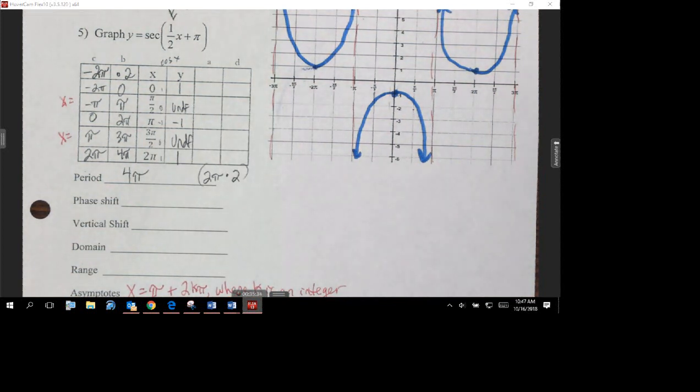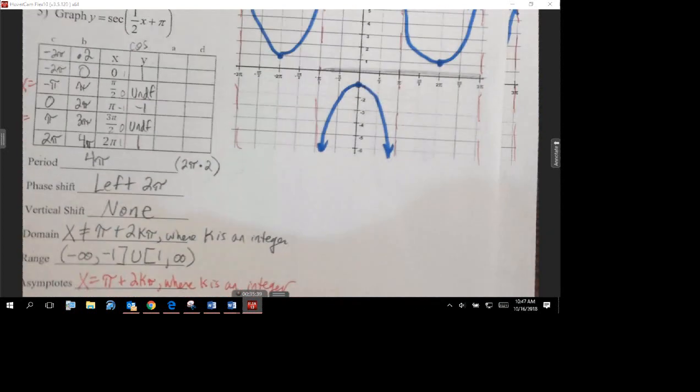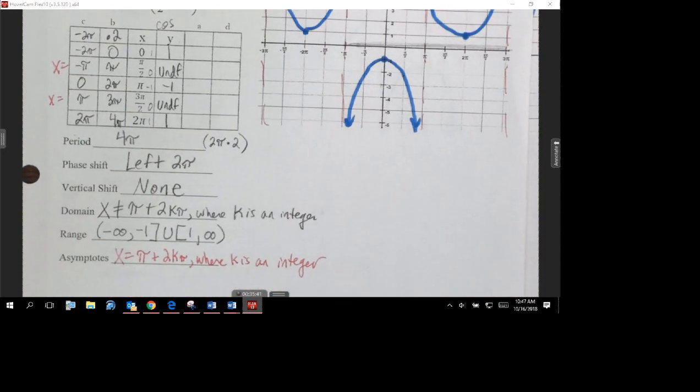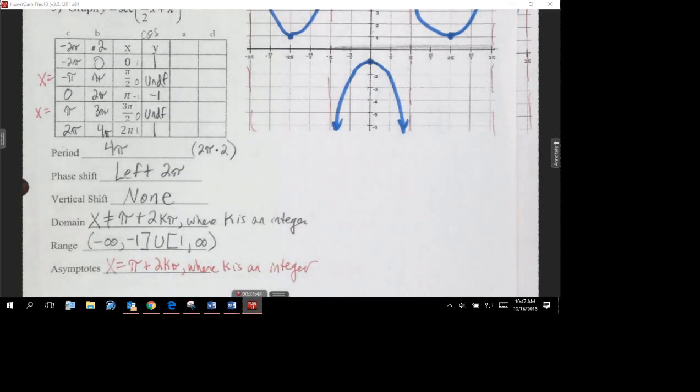I'm going to put up the rest of the answers and pass out your worksheet. So you should be trying to figure these out. I have them posted as well at the time.